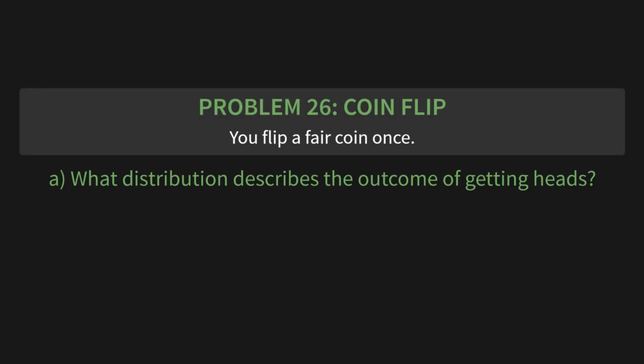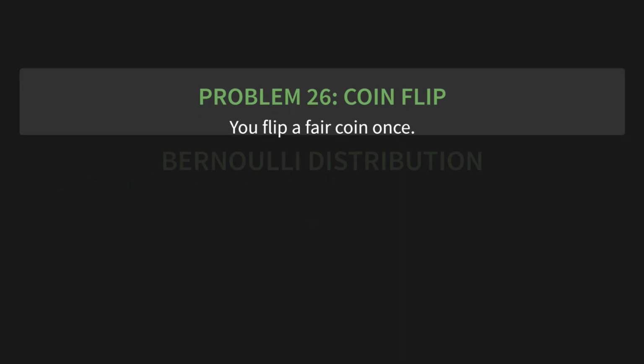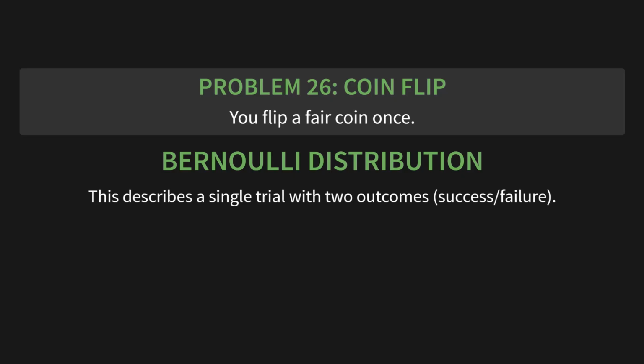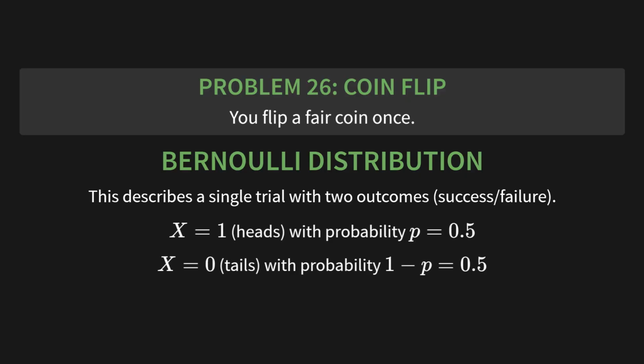Number 26. It's a classic, the coin flip. You flip a fair coin once. Part A. What distribution describes the outcome of getting heads? Think about it. We have one flip and only 2 possible outcomes. That's right, it's the Bernoulli distribution. This is the perfect distribution for a single trial with 2 outcomes, like success or failure. In this case, x equals 1 for heads with a probability p of 0.5, and x equals 0 for tails with a probability of 1 minus p, which is also 0.5.